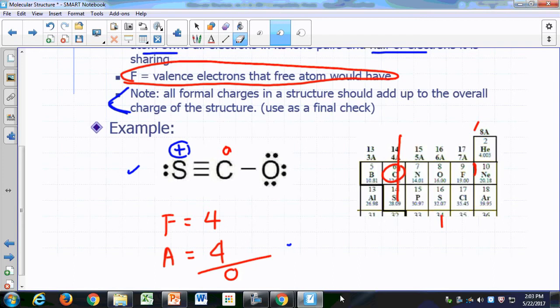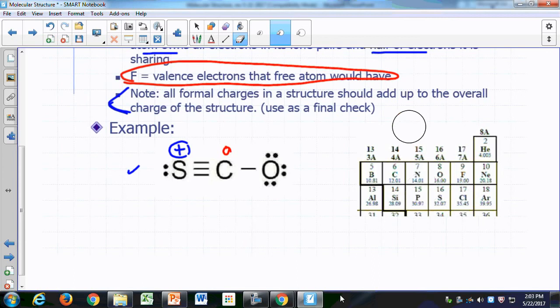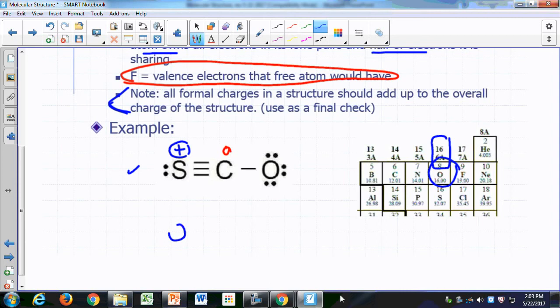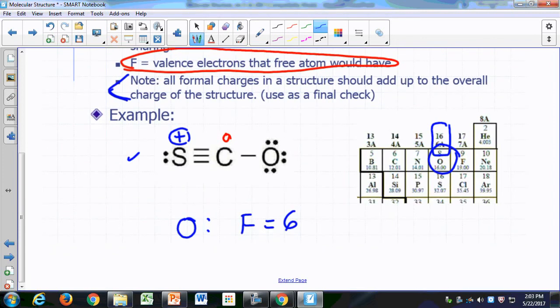And oxygen. Let's take a look at oxygen. A free atom of oxygen by itself, it's group 6A, so an oxygen by itself would own 6 valence electrons. In this structure, it appears to own 2, 4, 6. All the electrons in the lone pairs belong to that oxygen.